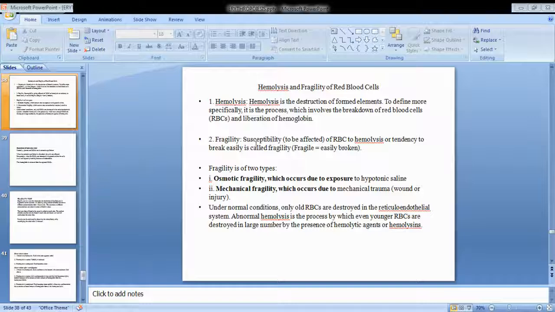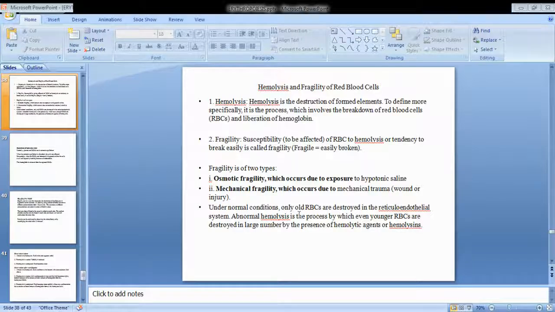So what is fragility? Easily breakable: susceptibility of the RBC to hemolysis, or the tendency to break easily. Fragility is of two types: osmotic fragility and mechanical fragility. Osmotic fragility: if the cells are suddenly put in a hypotonic solution, what happens? They will absorb more water, swell and break. What is mechanical fragility? Mechanical trauma, wound. If you shake the blood too much, it will lead to hemolysis. Similarly, in a person with trauma, wound or burns, it will lead to mechanical fragility of the RBC.